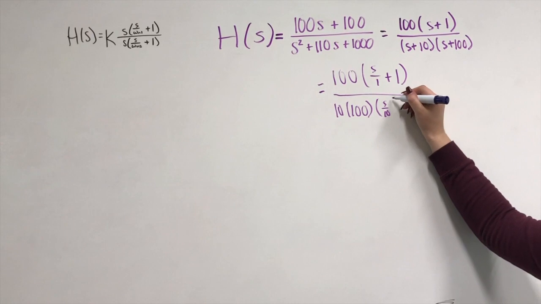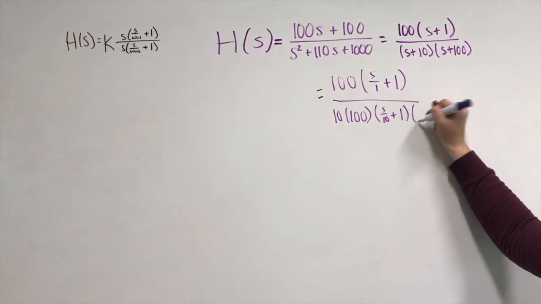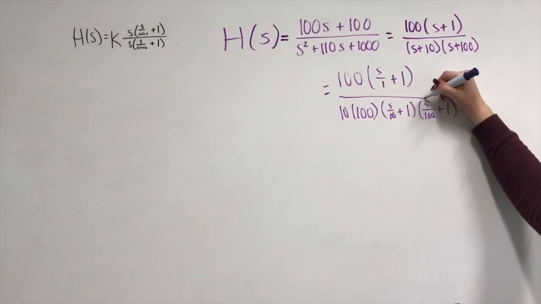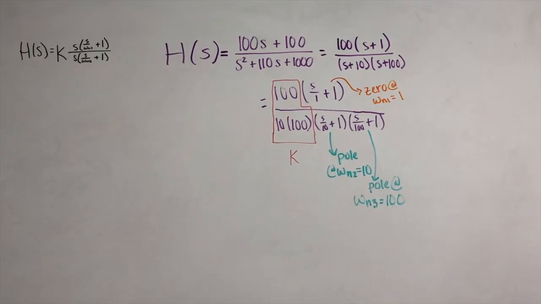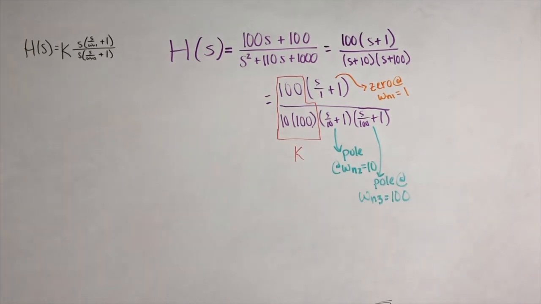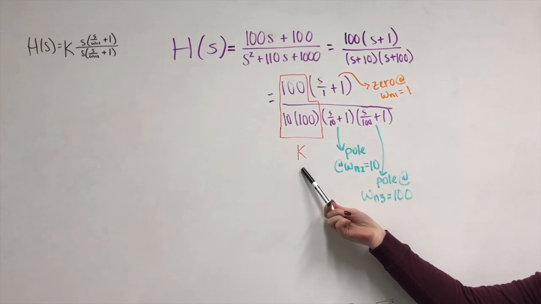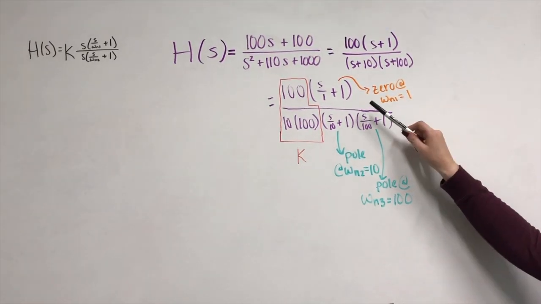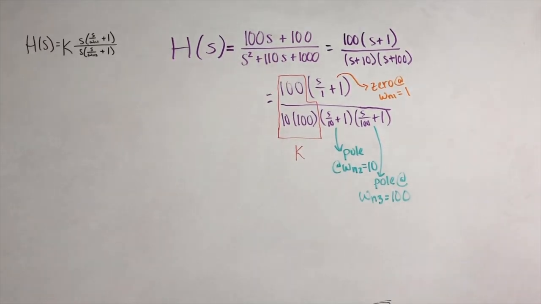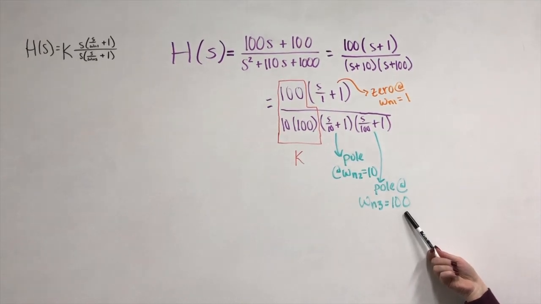So it comes out to 10 times 100 times s over 10 plus 1 times s over 100 plus 1. So now that we've gotten our transfer function as close to the form as we explained earlier in the video, we can now see that these constants here are equal to our value of k. In the numerator, we have a 0 at frequency Wn1 equal to 1, and then we have two poles present, one at Wn2 equal to 10, and another one at Wn3 equal to 100.